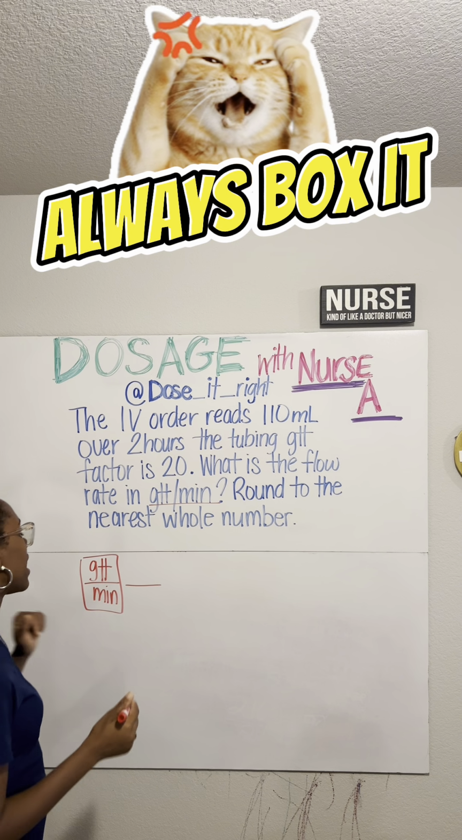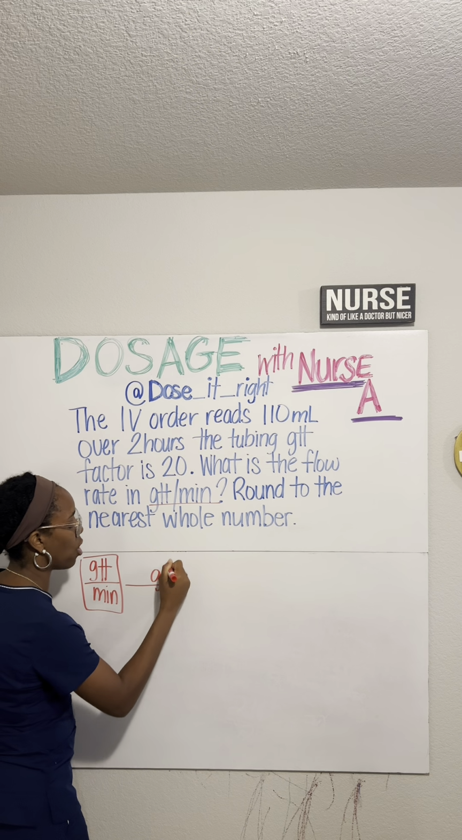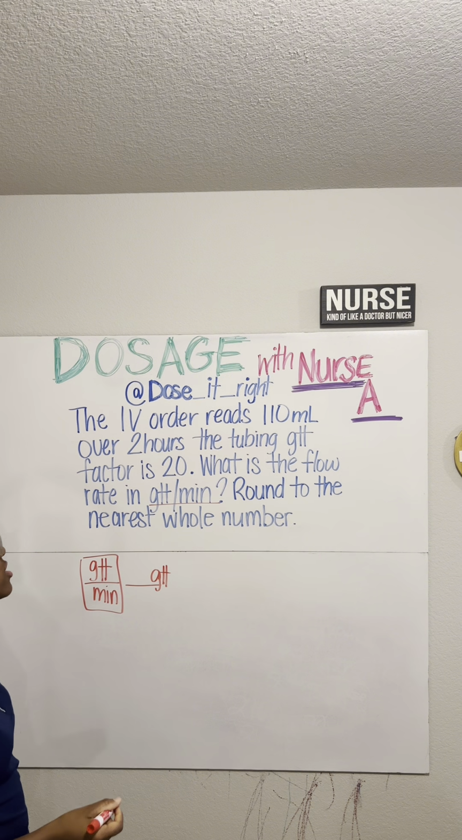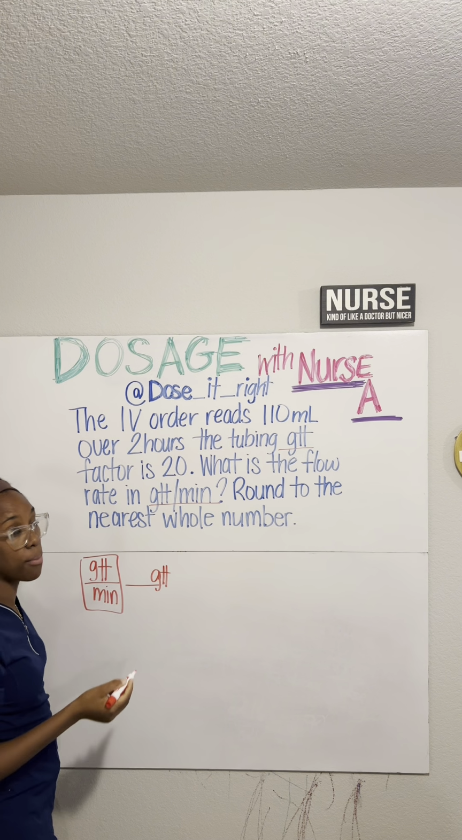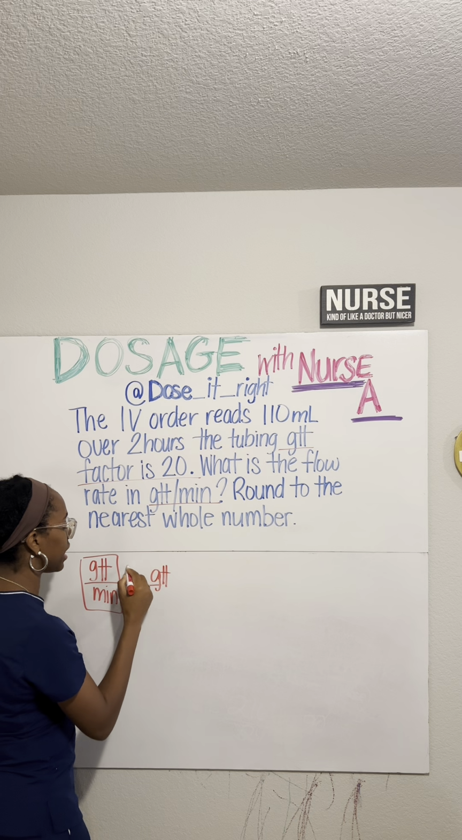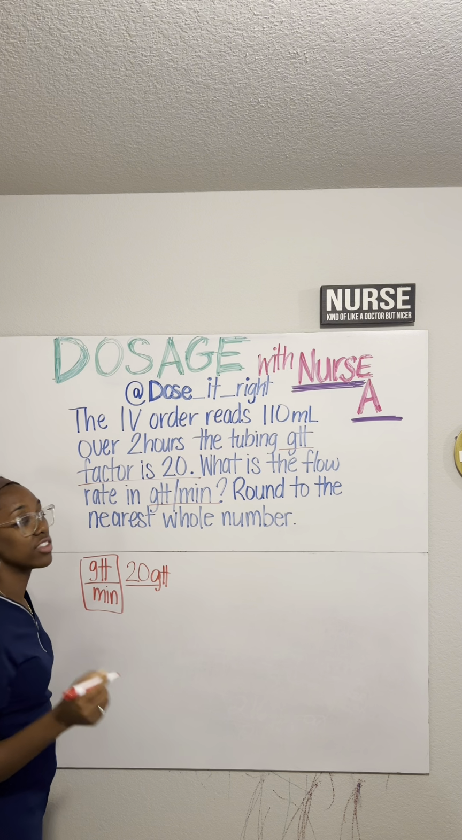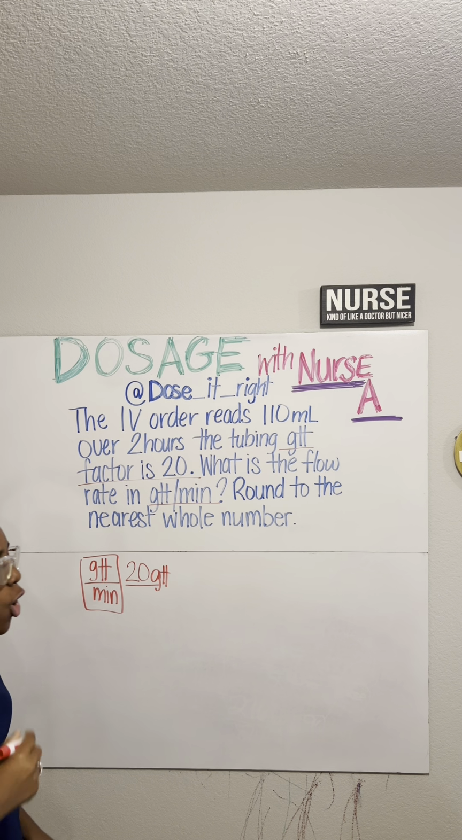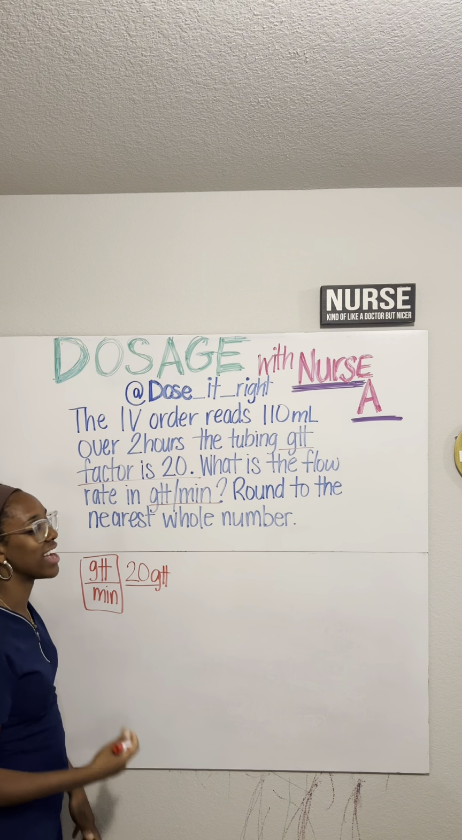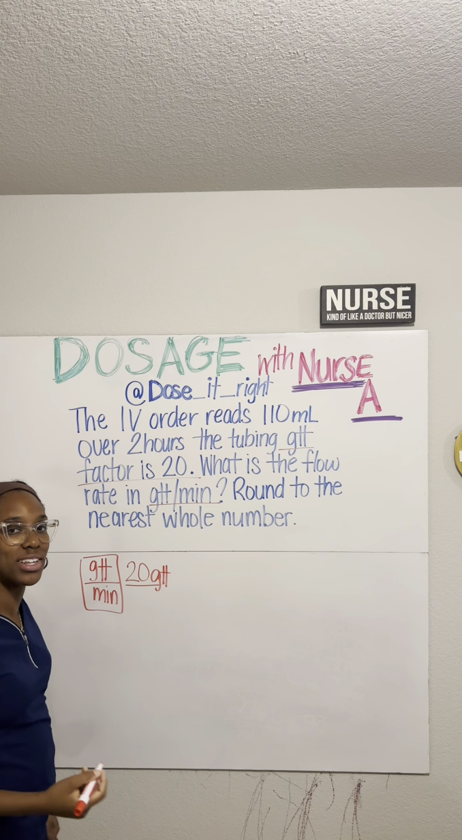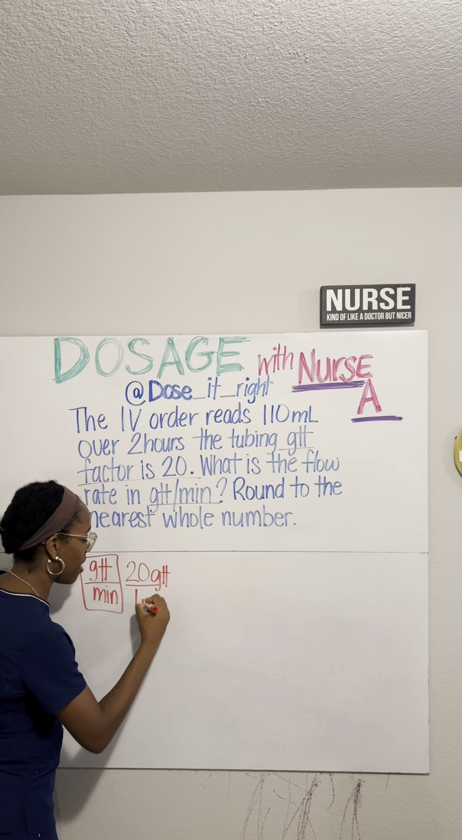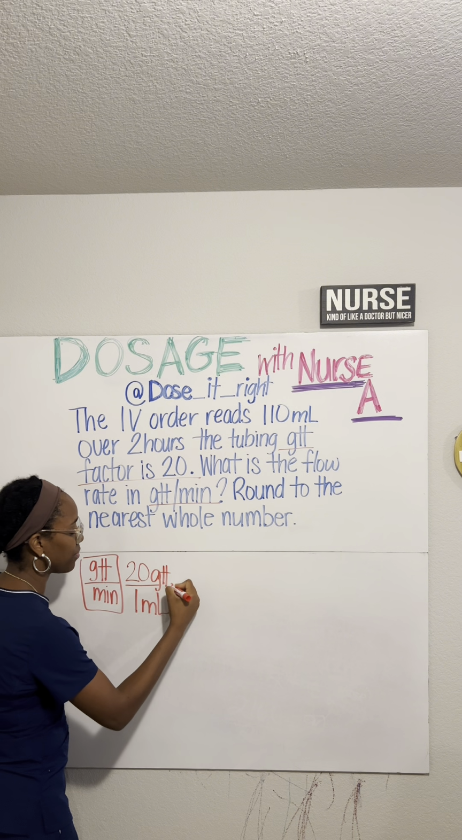Now we know whatever that numerator is, it has to go on top. And in this case, the drop factor is, so GTT stands for drop. The drop factor is 20, all right? Now, the drop factor always goes over, correct. So I see you've been paying attention, you've been watching the videos. The drop factor always goes over 1 mL, all right?